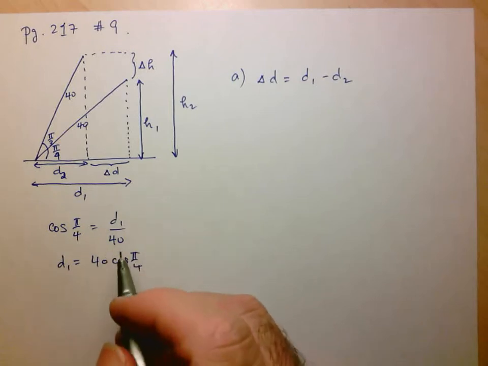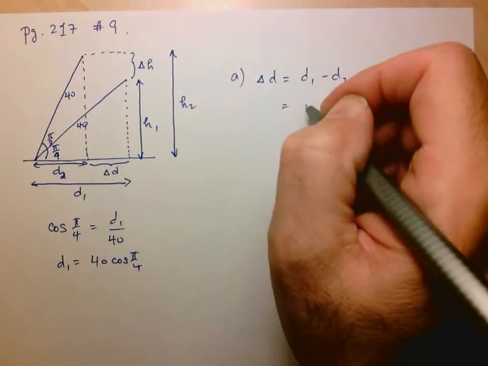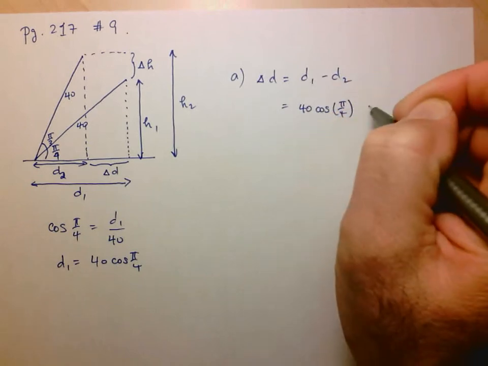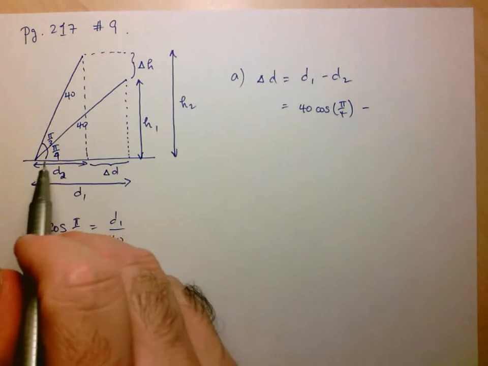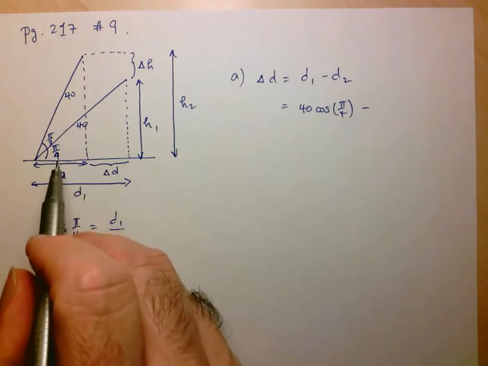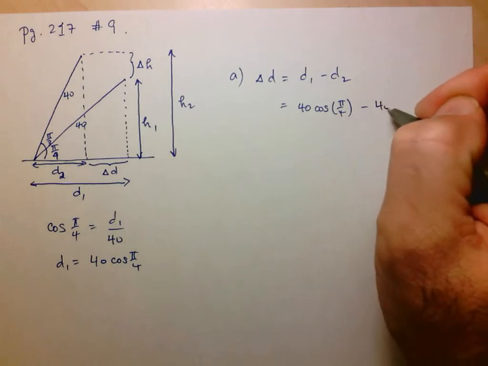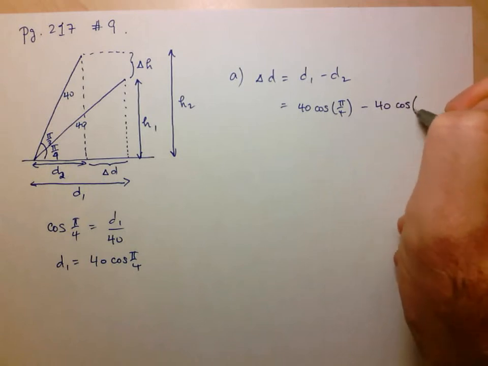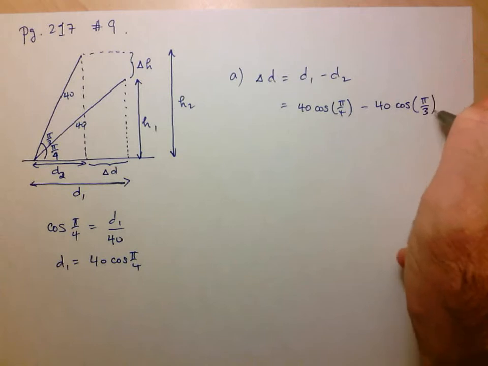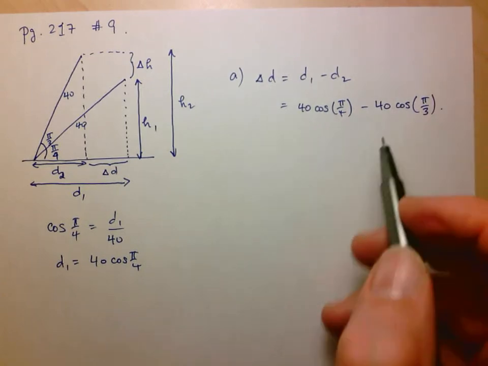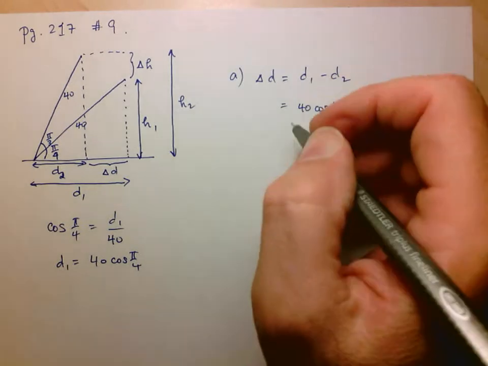So here we have delta D equals D1, which is 40 cos pi over 4, minus D2, which will be very similar, except instead of cos of pi over 4, it's going to be cos of pi over 3. So it's going to be minus 40 cos pi over 3. And there we have it. That's essentially the difference in the distances. So the only thing we have to do now is the arithmetic for calculating that.